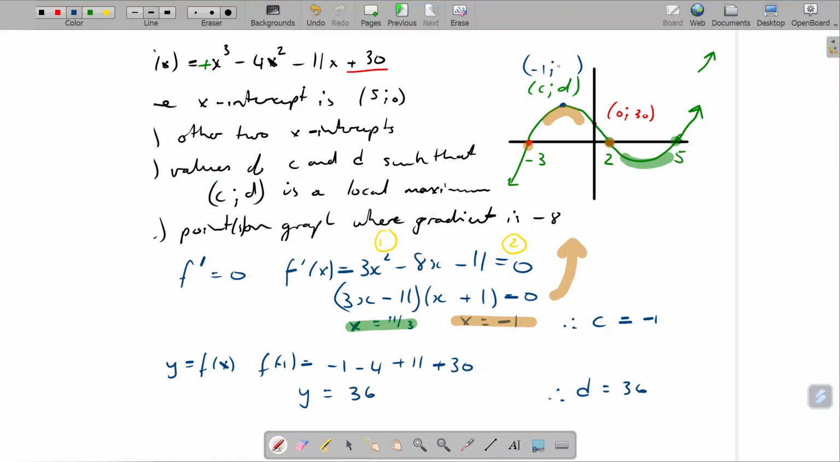And again, just a quick thought. If d is 36, that does make me happy because it is higher than the y cut of 30. So just a piece of common sense: if I've already got a y cut at 30, and this point is a turning point, it must have a value that is higher than the y cut because it is a local maximum.